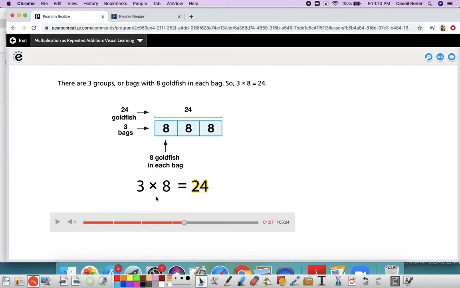So 3 times 8 equals 24 is telling us we have 3 groups of 8. 3 groups of 8 equals 24. So we have 3 groups of 8 goldfish. 3 groups of 8 goldfish equals 24 goldfish.